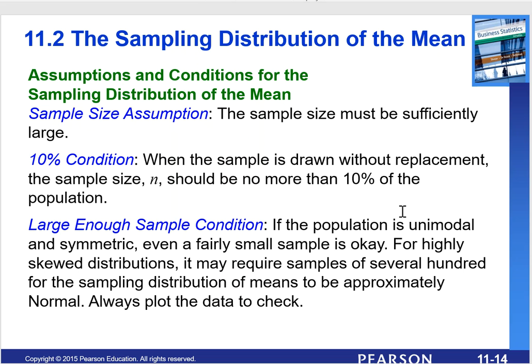And then we also need what's called the 10% condition. This is to avoid oversampling. This is just like the idea behind the 10% condition in the proportions examples.